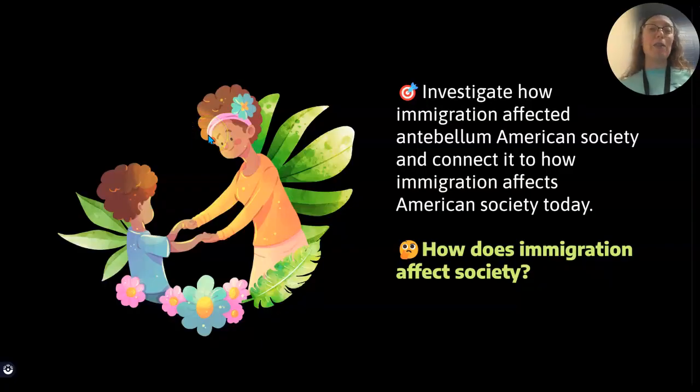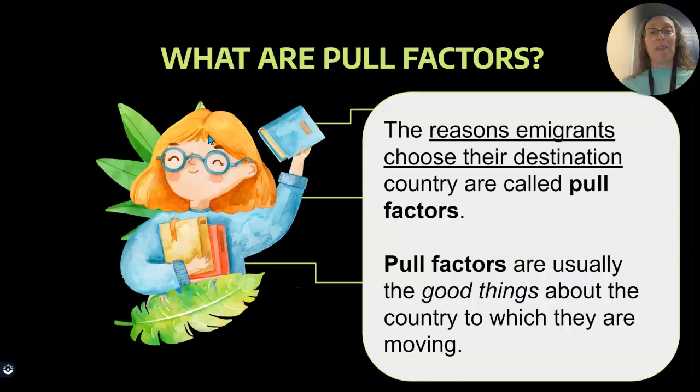Remember, our target is to investigate how immigration affected antebellum, or before the Civil War, American society, and connect it to how immigration affects American society today. So we're just looking at the question, how does immigration affect society?